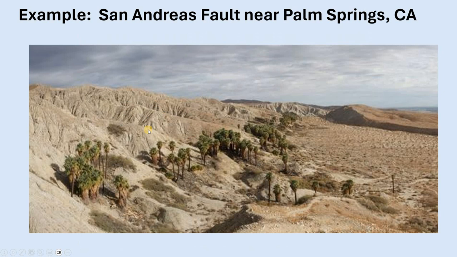There's another example. This is the San Andreas Fault down near Palm Springs, California. And what we see here is a linear array of palm trees that are marking the exact trace of the fault line. Reason being, this is essentially a series of springs, and the palm trees are able to grow because of those springs that are occurring right along the fault line.